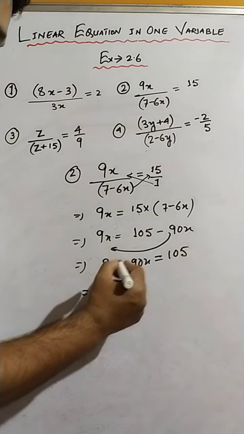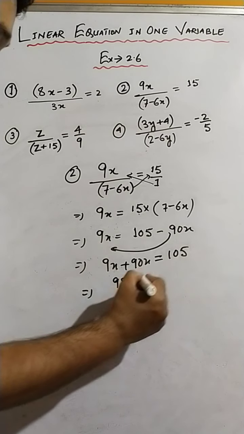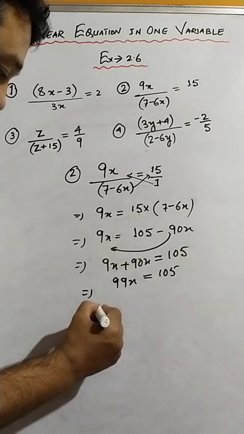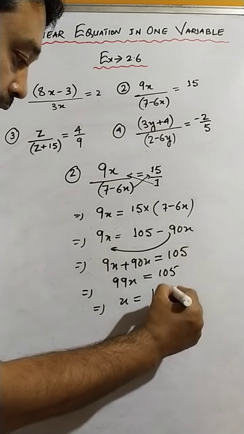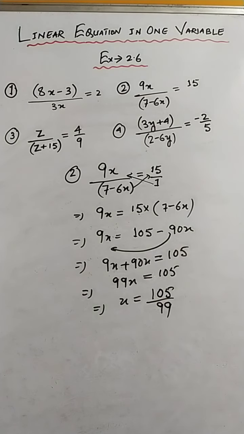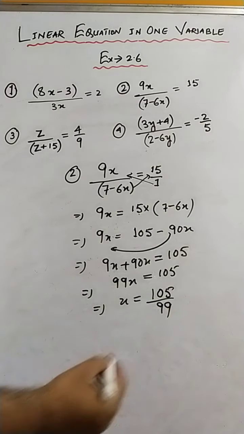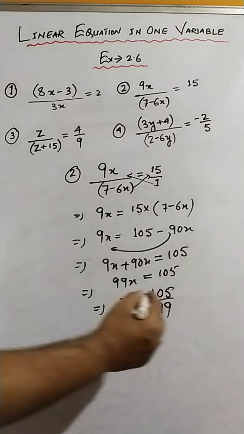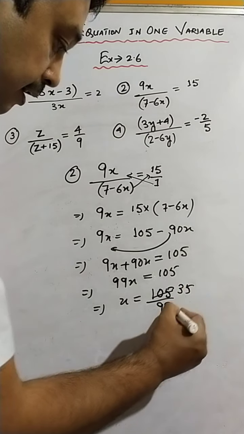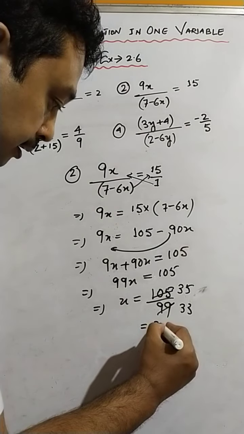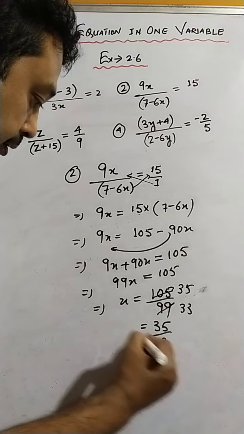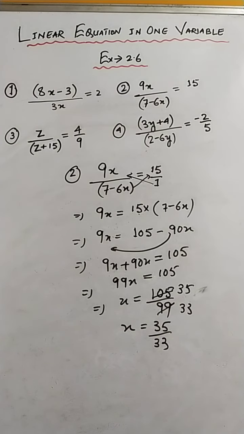So 9x plus 90x will give you what? 99x. That would be equals to 105. And finally we'll take 99 towards right hand side and it will look like 105 upon 99, isn't it? So we have to reduce this. So these two numbers can be reduced by 3. Yes, 3. That means 3 35s are 105, 3 33s are 99. So your required answer would be 35 upon 33. Okay, so this is the solution of sum number 2.